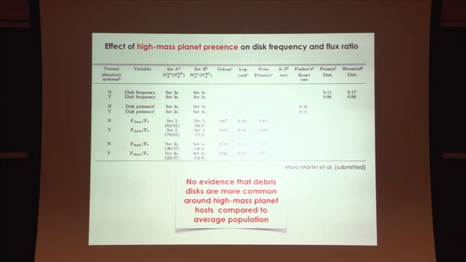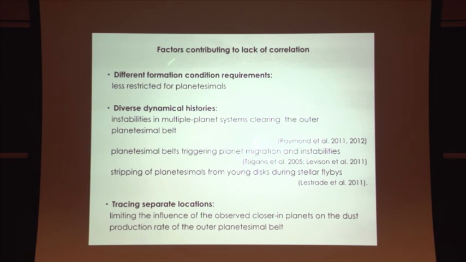So why wouldn't you expect to have a correlation between high mass planets and debris as well? Because, first, we talked about the formation conditions: if planetesimals are very easy to form, maybe, and planets are not, why would you have a correlation? But then it may also be due to the very diverse dynamical histories. We know that there are instabilities in multiple planet systems that clear out planetesimal belts.